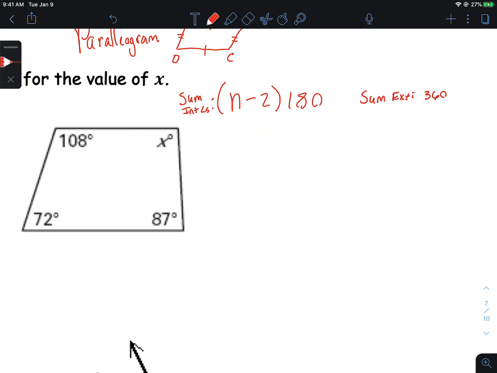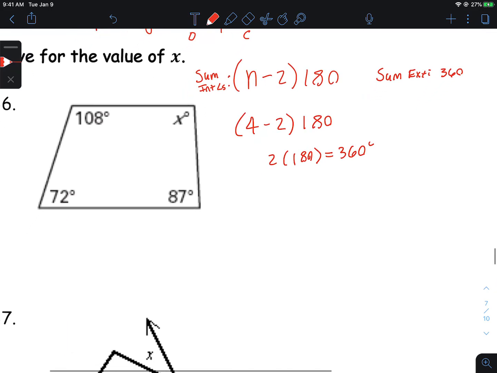So that is a 4-sided figure. So I'm going to go 4 minus 2 times 180. Make sure you put parentheses around that if you're going to type it in your calculator, because your calculator will punch it out wrong if you don't. So that should come out to 360 total degrees. And then we're just going to take all the angles here and add them together.